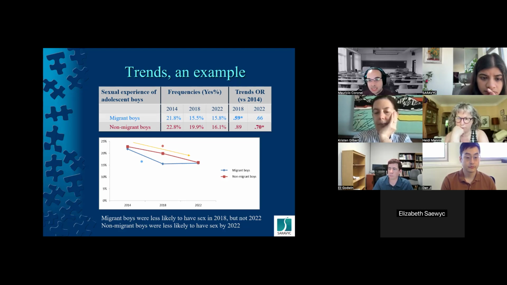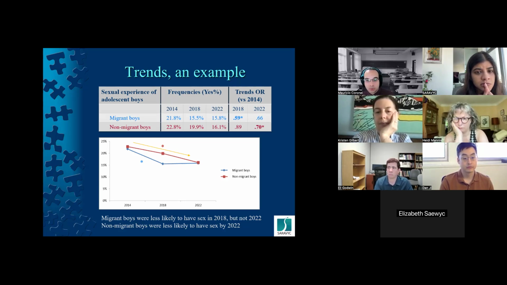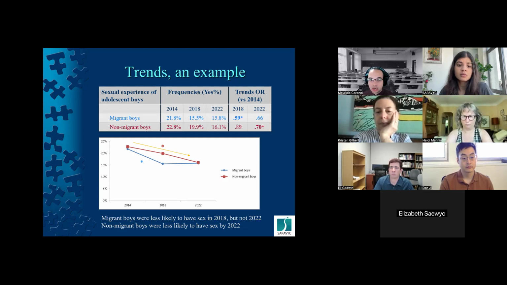And we see here, we're looking at 2014 as our reference. So the starting year at the left, that's going to be our yardstick. Are things going up or going down? And we have 2018 and 2022, and we compare the years. And we see that one of the years for migrant boys, which are in the blue, is significant in 2018, but not 2022. And for non-migrant boys, which are in the red line, the significant difference is on 2022, but not 2018.